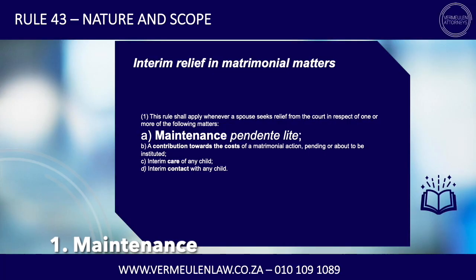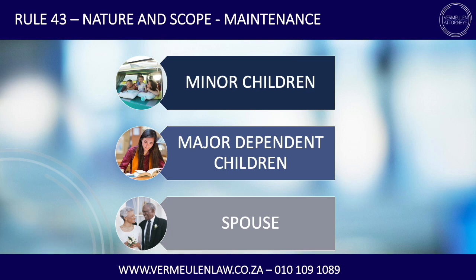First off, we start with maintenance pendente lite. Pendente lite, ladies and gentlemen, simply means pending the litigation. So this is a maintenance order that will be in place until such a time as the litigation is finalized. Maintenance can be divided up into 3 categories. First off, we deal with maintenance for minor children. Thereafter, maintenance for major dependent children. And then finally, our very favorite, spousal maintenance.